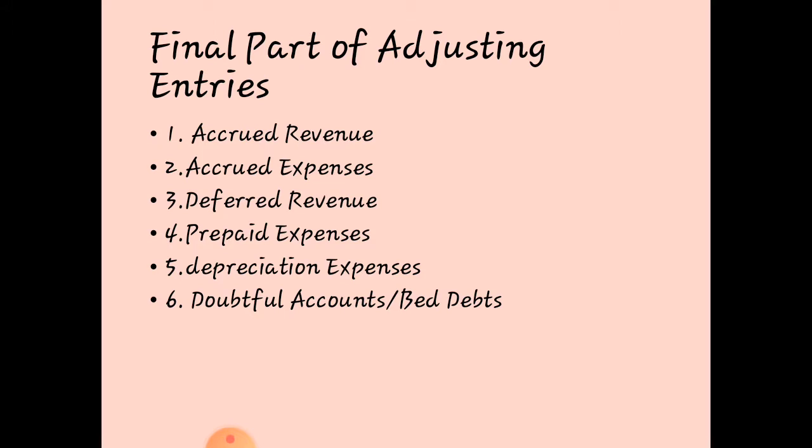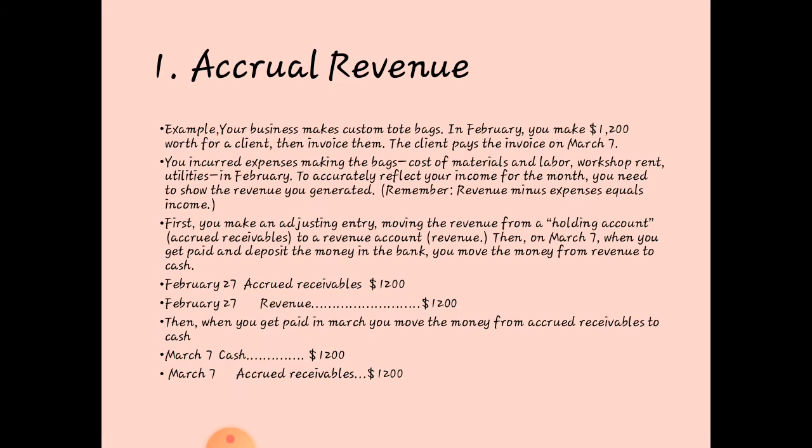Types of adjusting entries. Six points: accrued revenue, accrued expenses, deferred revenue, prepaid expenses, depreciation expenses, doubtful accounts or bad debts. Accrued revenue.